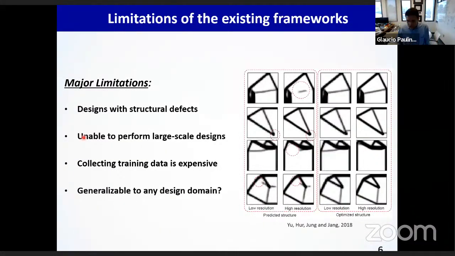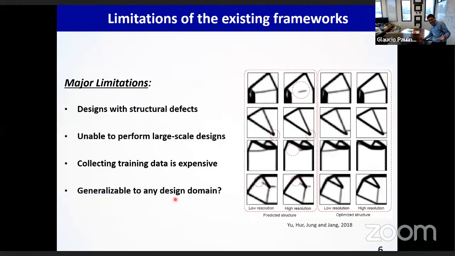And this approach has had a lot of success. However, there are some limitations. For example, you can get designs with structural defects, as you can see here. It may be unable to perform large scale designs; the scaling might be a problem.